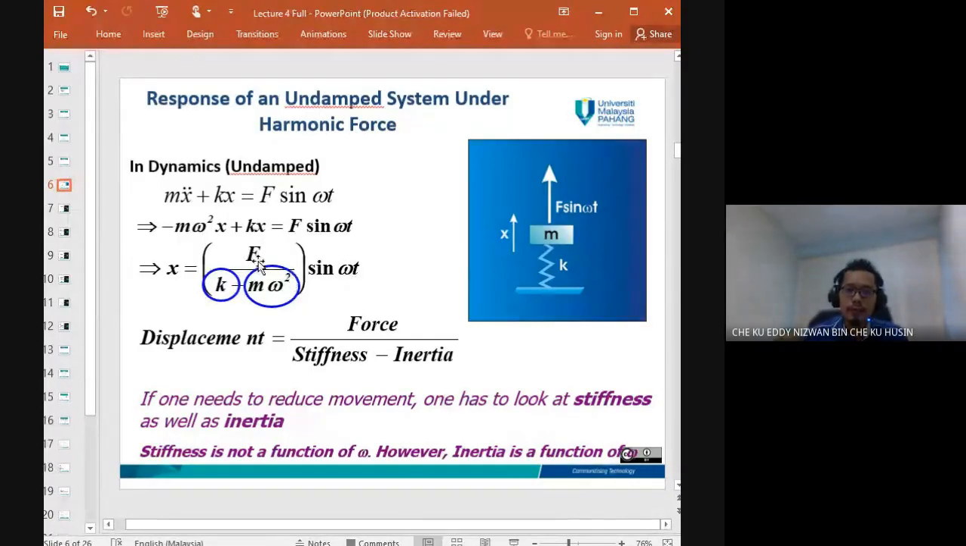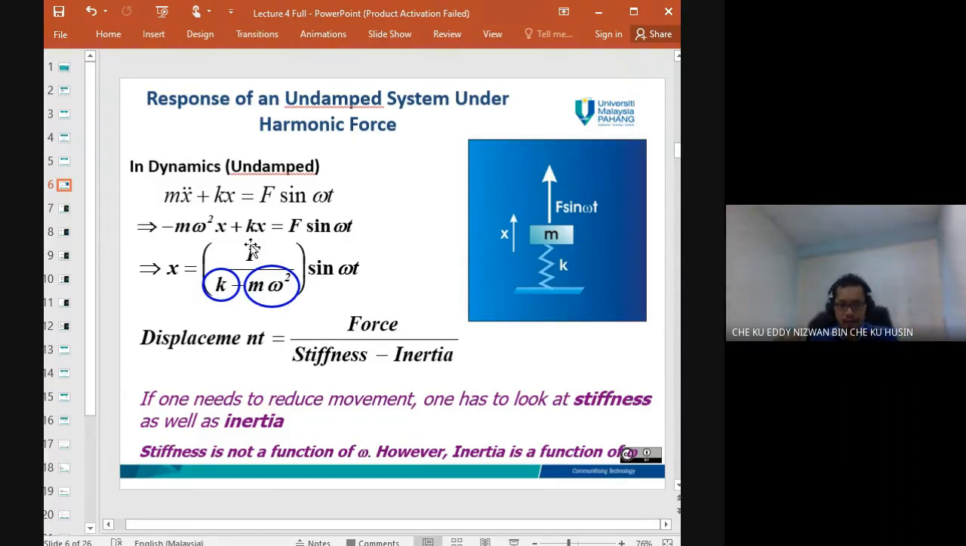Okay, and now what we're interested in is the amplitude. What is the amplitude of vibration? The amplitude of vibration depends on all these three parameters: F, K, and m omega square. F is the force, the magnitude of the force applied to the system. Higher force, higher amplitude, that for sure.